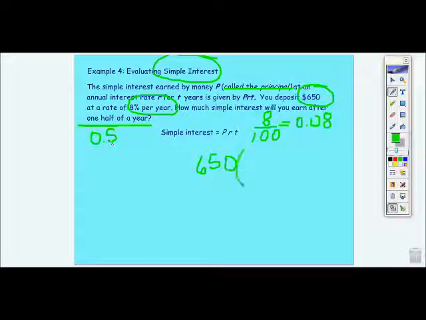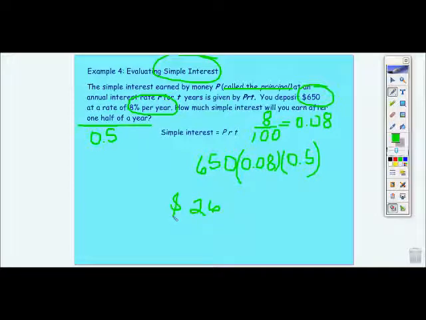So in our calculator, we're going to plug in 650 times 0.08, and then we're also going to say times 0.5 for the 1/2 of a year. And when we plug that into the calculator, we end up getting 26.